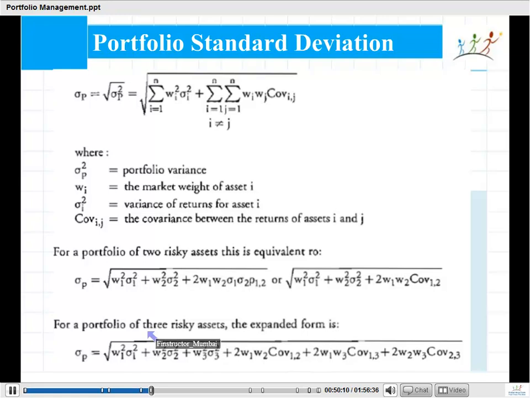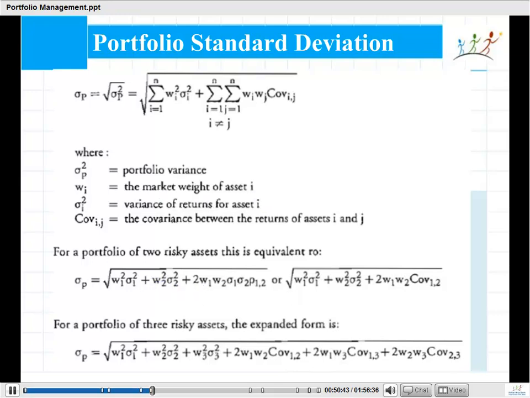If it is a 3 asset portfolio, then the risk of the portfolio will be given as W1 square sigma 1 square plus W2 square sigma 2 square plus W3 square sigma 3 square, plus 2 W1 W2 covariance of 1, 2, plus 2 W1 W3 covariance of 1, 3, plus 2 W2 W3 covariance of 2, 3. Covariance can always be written as correlation into sigma 1 into sigma 2. Please look at this formula.